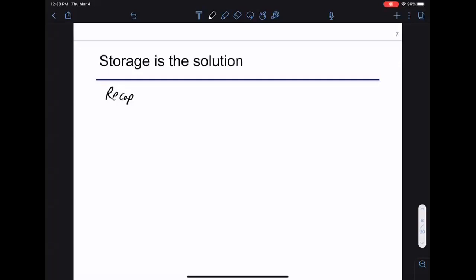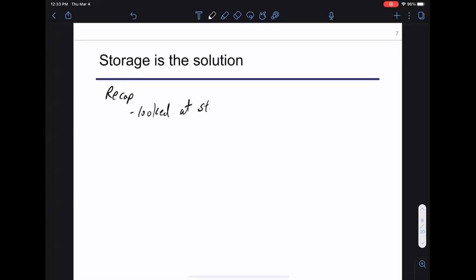Okay, let's get started. From last time, we started looking at storage. When we look at storage, we'll continue to do this class. We'll look at all kinds of different battery storage technologies and think about which ones are better, which ones are worse, and which ones are suitable for different applications.